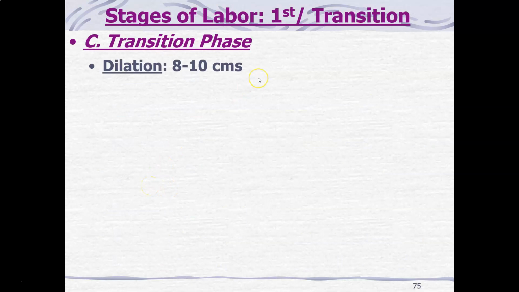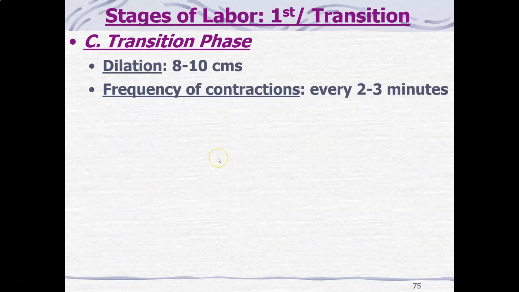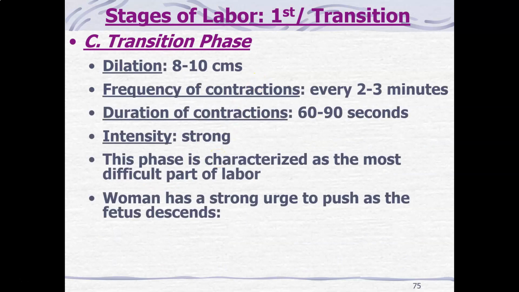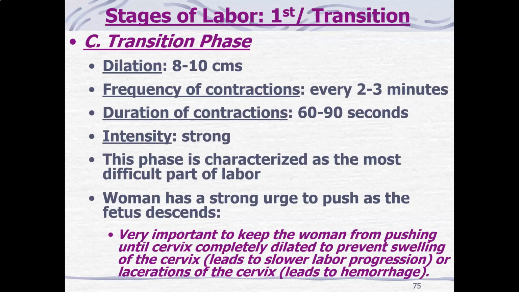And then we have the third substage, which is the transition phase. In this phase, dilation from 8 to 10 centimeters occurs. The frequency of the contractions is every 2 to 3 minutes. The duration is 60 to 90 seconds. The intensity is strong. This phase is characterized as the most difficult phase of labor. The woman has a strong urge to push as the fetus descends.